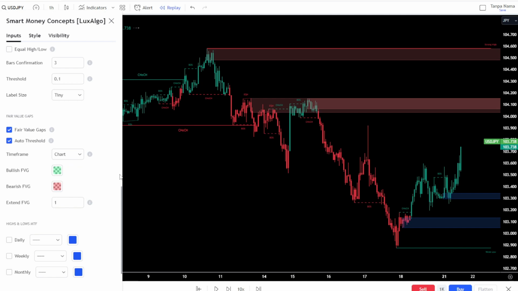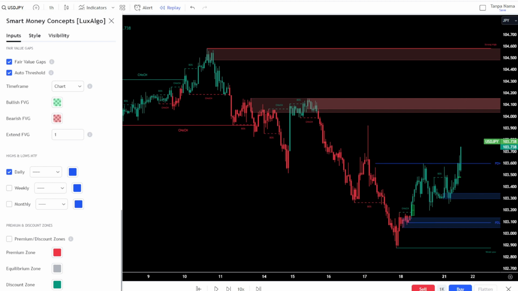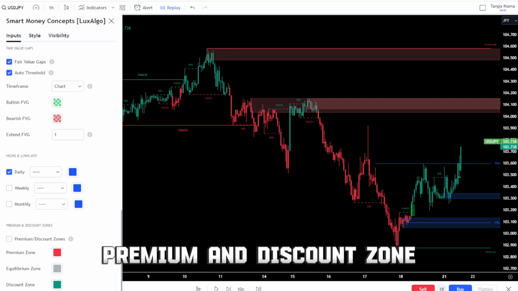9. Highs and lows MTF. This option allows you to see the highest and lowest points based on the selected time frame. For example, if you choose the daily time frame, the indicator will display the daily highest and lowest price points. 10. Premium and discount zone. This option lets you observe premium and discount zones on the chart.